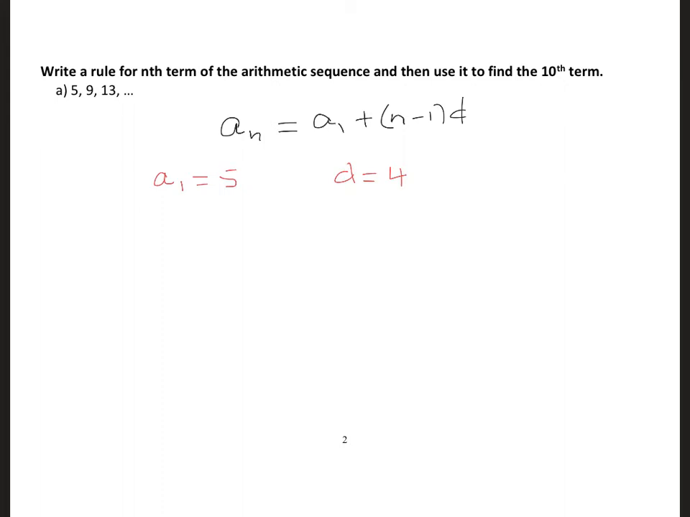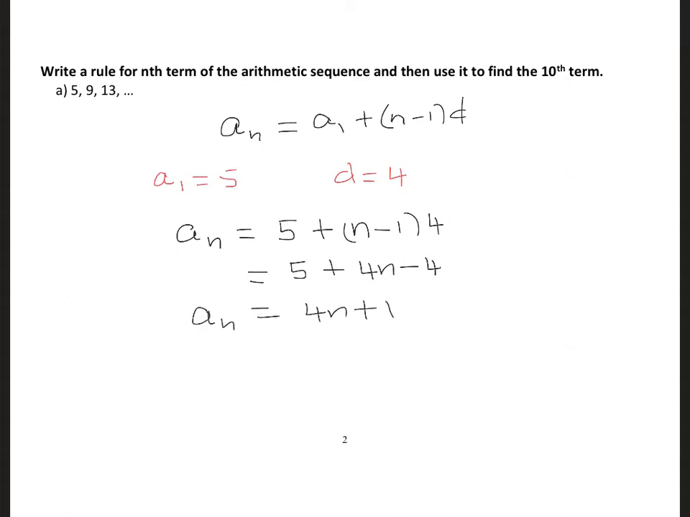Then I can use the formula to get the nth term. I'm going to take the first term plus n minus 1 times d, where d is equal to 4. So this is equal to 5 plus 4n minus 4, which is going to be 4n plus 1. So that's going to be the explicit formula for this sequence.